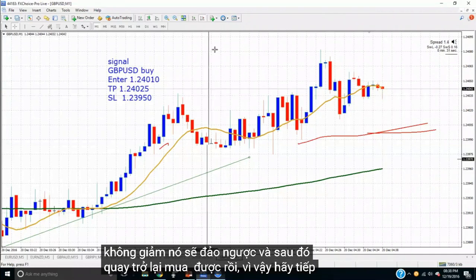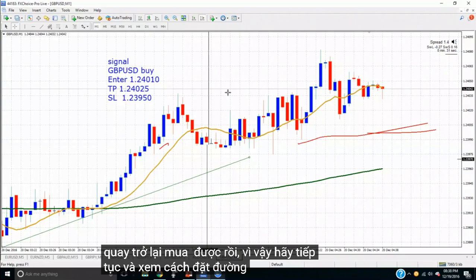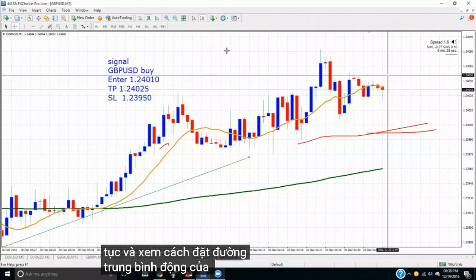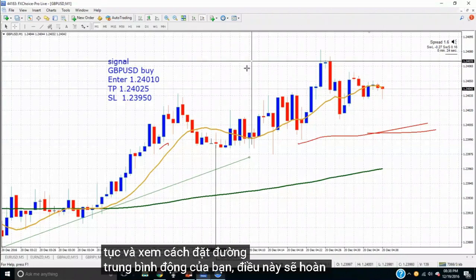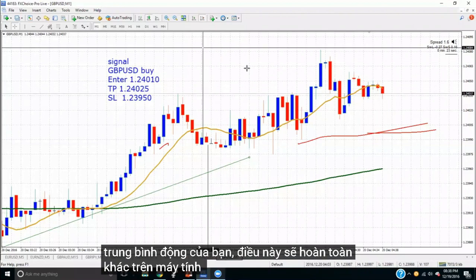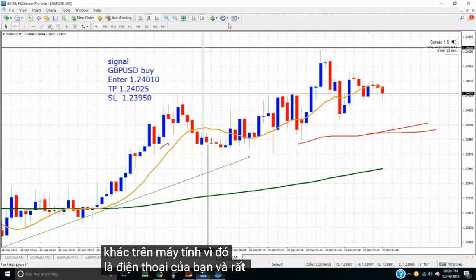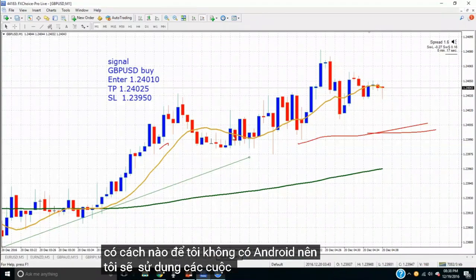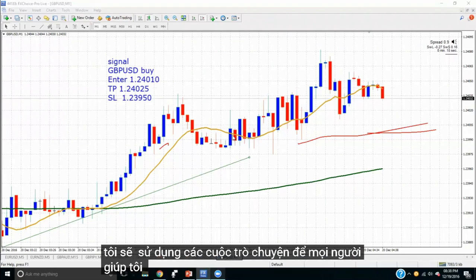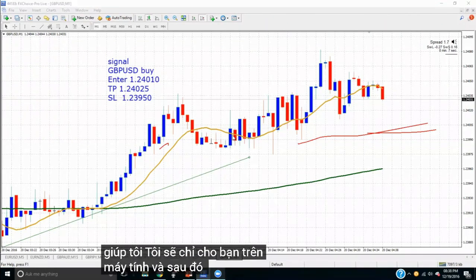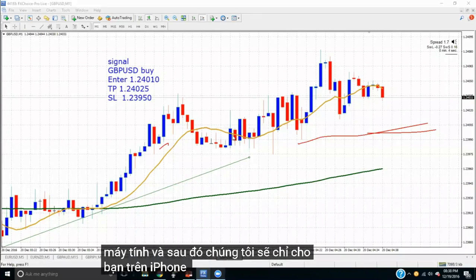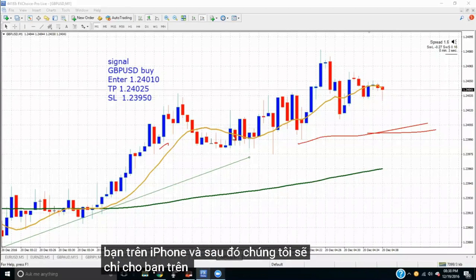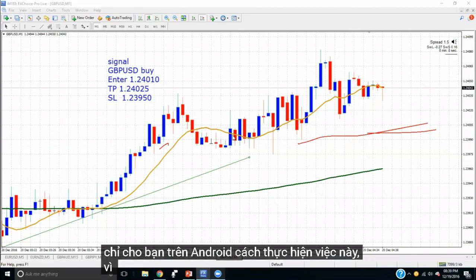All right, so let's go ahead and look at how to set your moving average. This is going to be totally different on the computer than it is on your phone, and unfortunately, I don't have an Android, so I'm going to use the chats for everybody to help me. I'm going to show you on the computer, and then we're going to show you on an iPhone, and then we're going to show you on an Android how to do this.